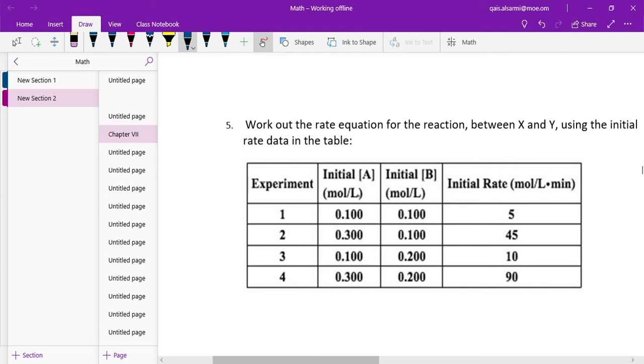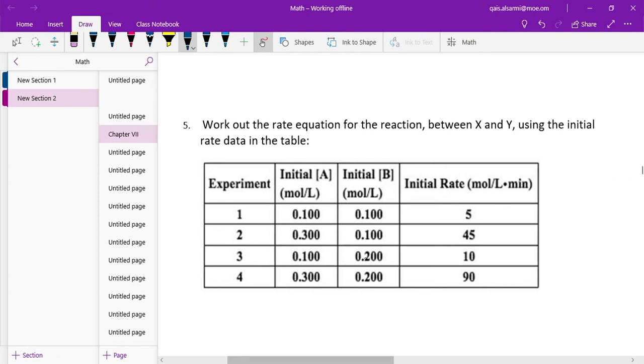Alright. Again, I have two reactants, A and B, and I need to find out the rate equation for this reaction. So choosing 1 and 2, B is not changing. As you can see, A is multiplied by 3, so A is tripled. What's happening here? If you go from 5 to 45, it's multiplied by 9. So when A is tripled, the rate is multiplied by 9, which is 3 power 2. So therefore, the rate order with respect to A is second order.